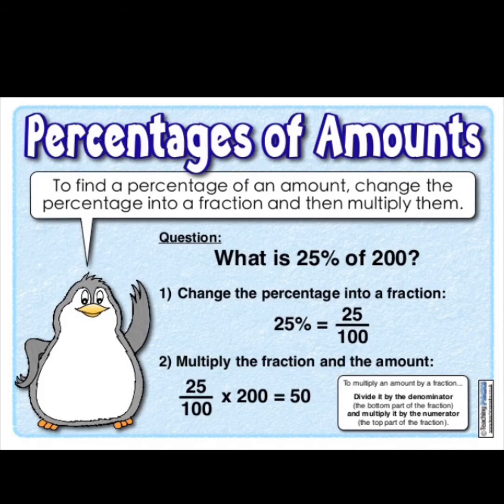First, we need to change the percentage into a fraction. 25% equals, as we said before, percent means out of 100. So it means 25 out of 100. Or as a fraction, 25 100ths. So then we multiply the fraction and the amount. So 25 100ths was our discount, and our amount was 200.